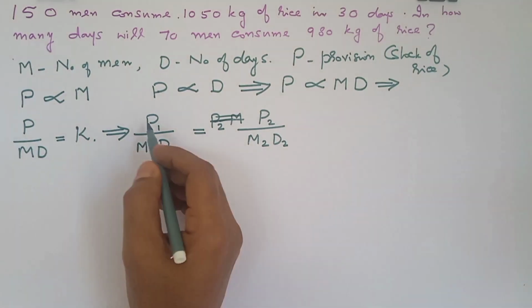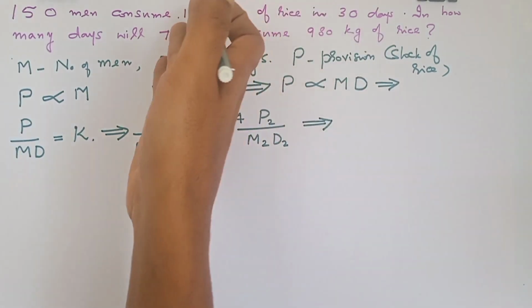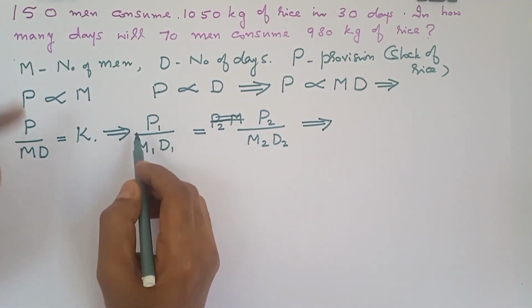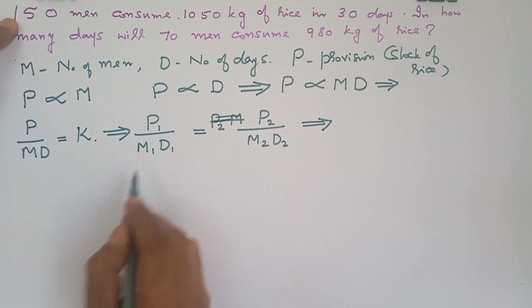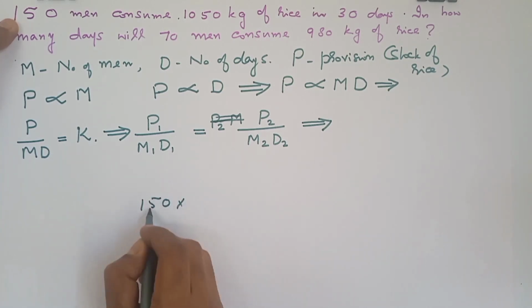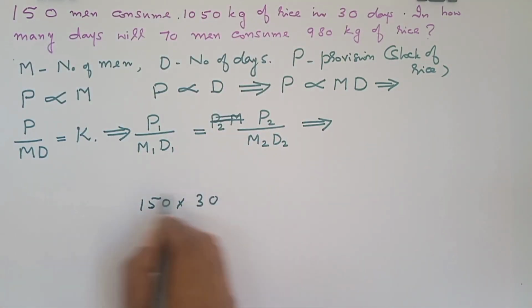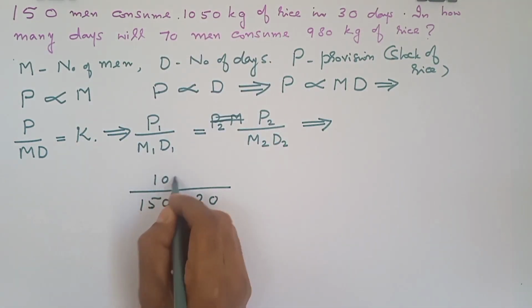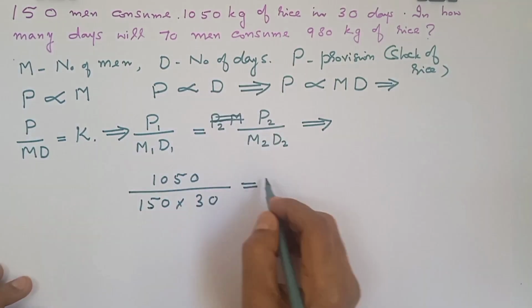Now, there are 6 quantities here. The problem gives 5 of them. Look at this, 150 men. You can substitute that here for M1, 150. Number of days, 30 days corresponding to that. And how much is the provision? 1050.